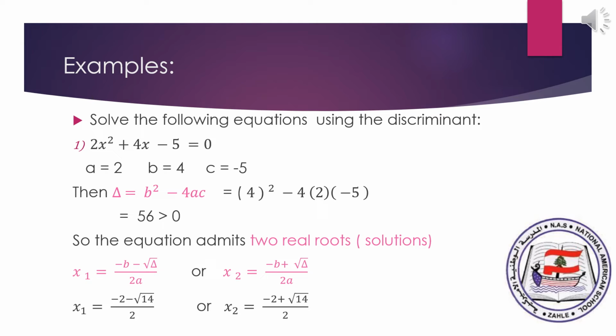x1 is equal to minus b minus radical delta over 2a. By replacing b, delta, and a by their values, we get x1 equal minus 2 minus radical 14 over 2, or x2 equal minus b plus radical delta over 2a. Also by replacing, we get the reduced form x2 equal minus 2 plus radical 14 over 2.